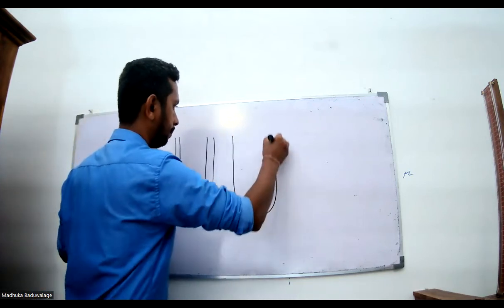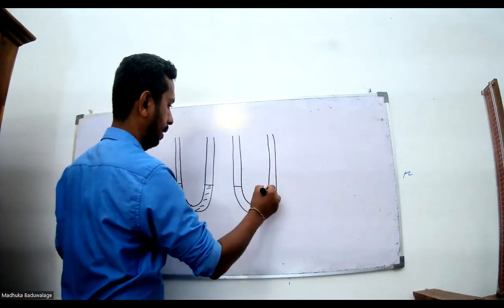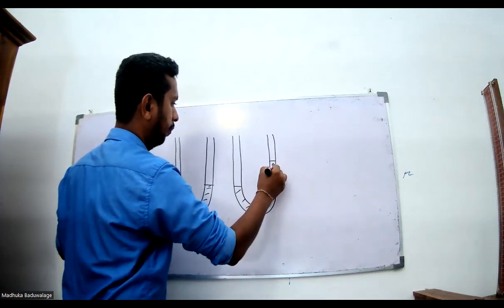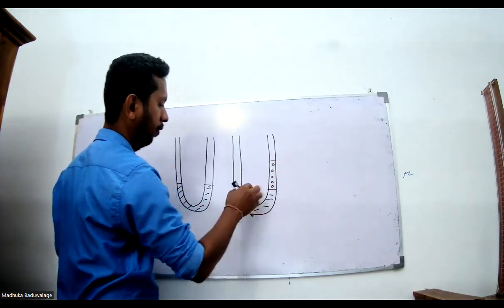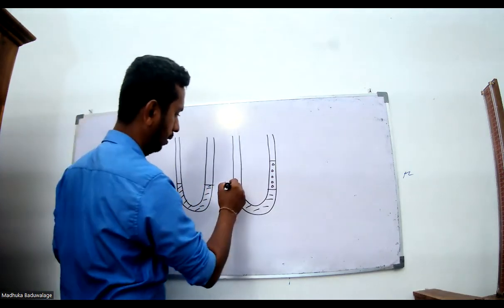Then I am going to add kerosene oil later. So this is the intermediate position. Such a diagram won't happen, because after adding, the levels are going to be balanced, but I am going to draw it.